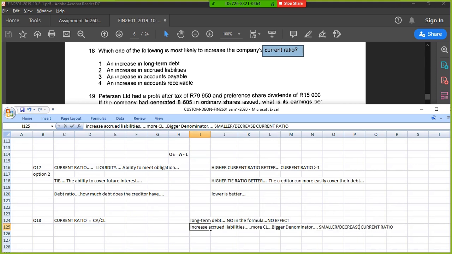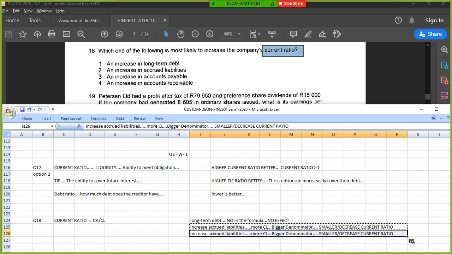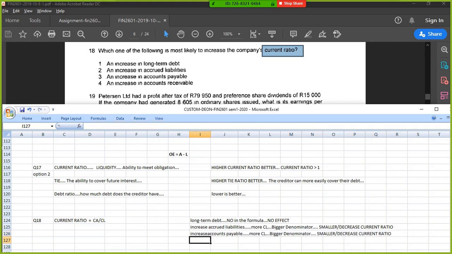Next, increase accounts payable. Same debate. It's the same thing: money going out, a current liability. So I could just replace the first part. Okay, so it must be 4, but let's see why.